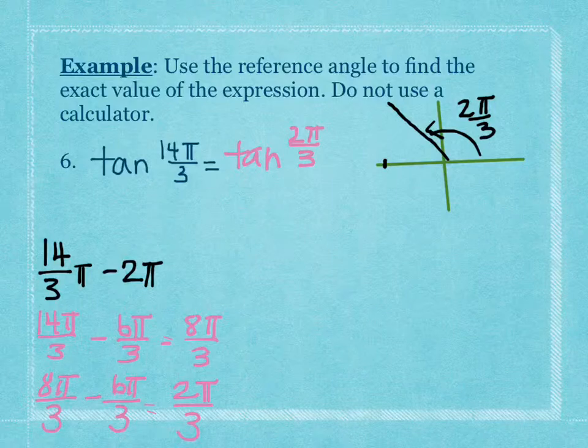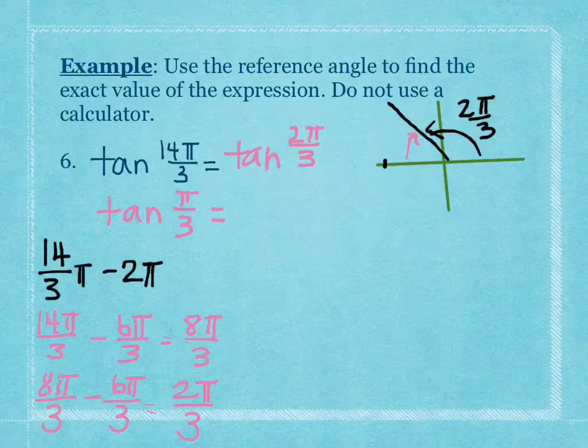Where's my reference angle? Right here, right? That piece is actually my reference angle. All right, so I can actually consider what happens at pi over 3 and look at that. Now, that's almost right, so let me find what tangent of pi over 3 is, and then we'll talk about what's happening because we are in quadrant 2, which changes things a little bit. All right, so tangent of pi over 3.